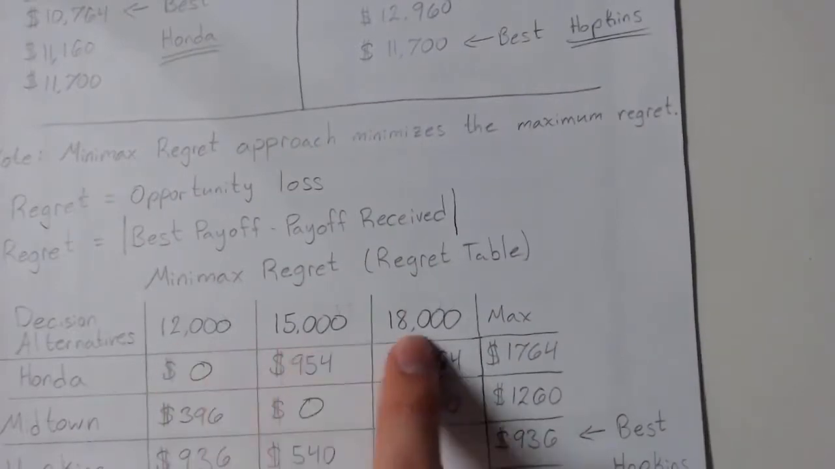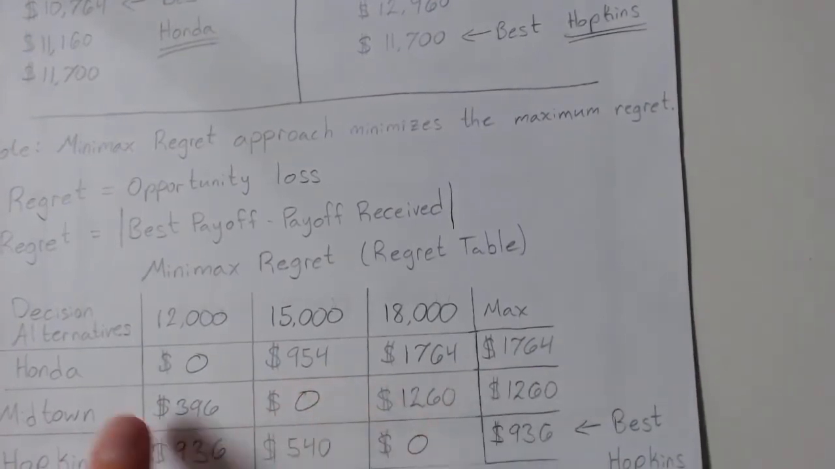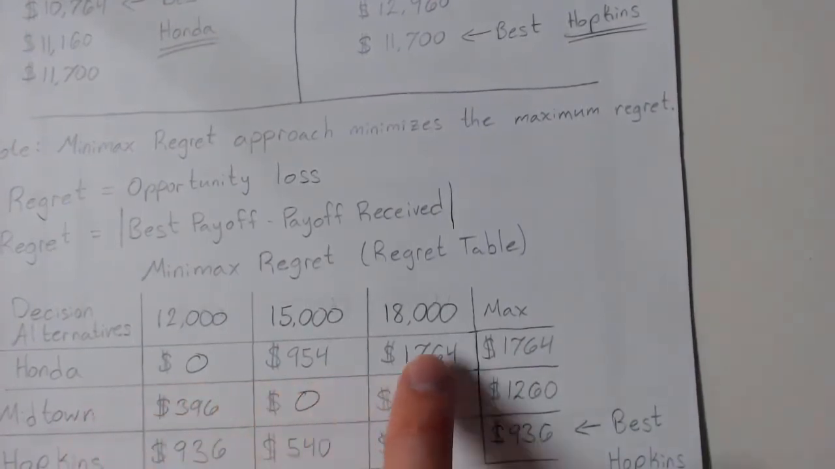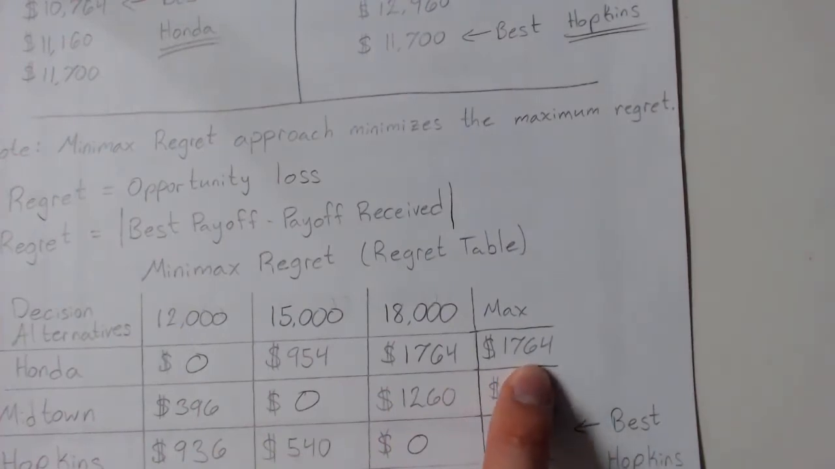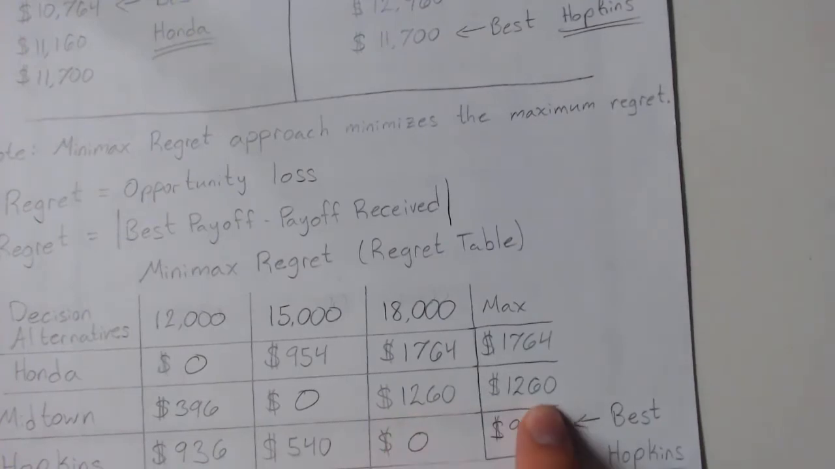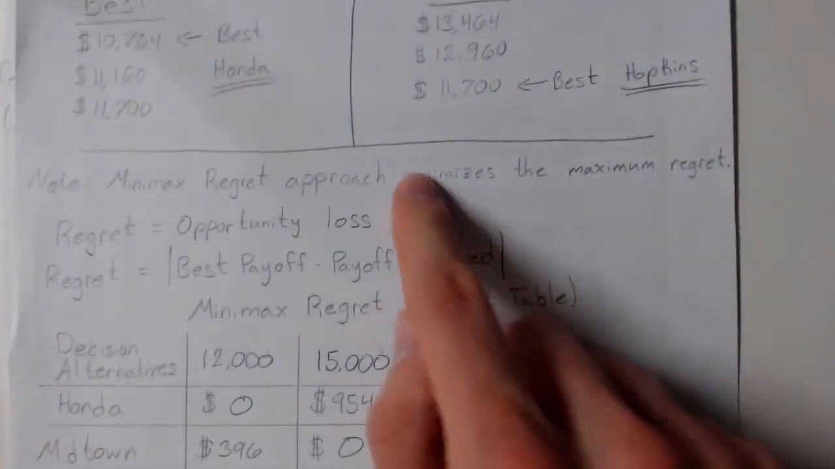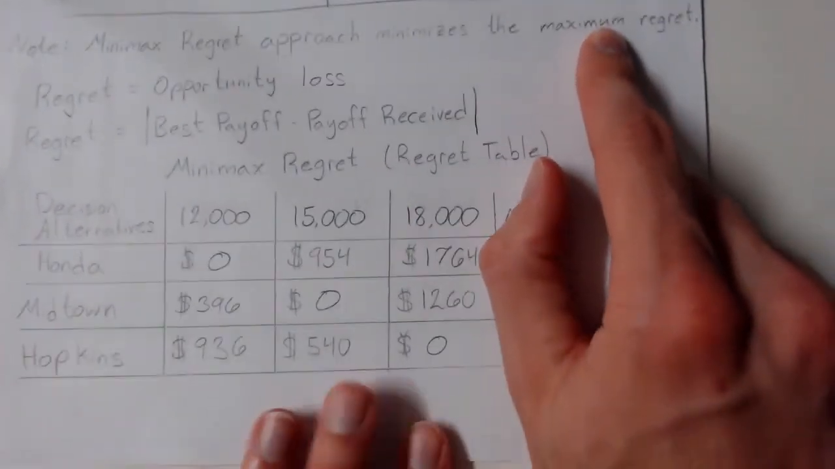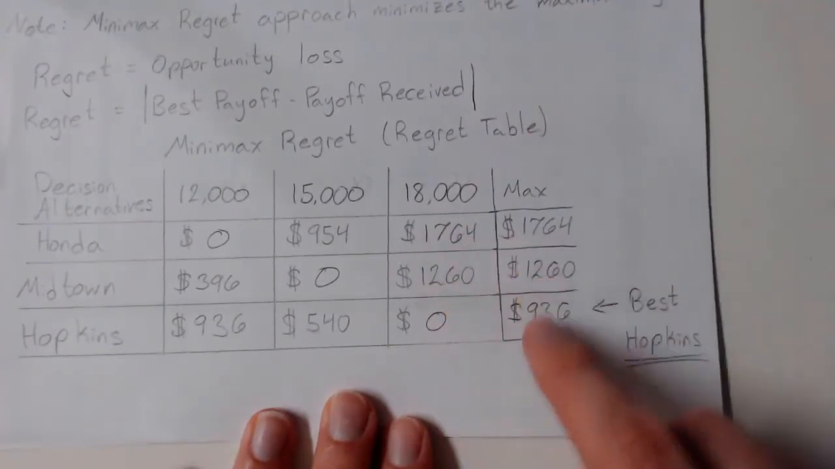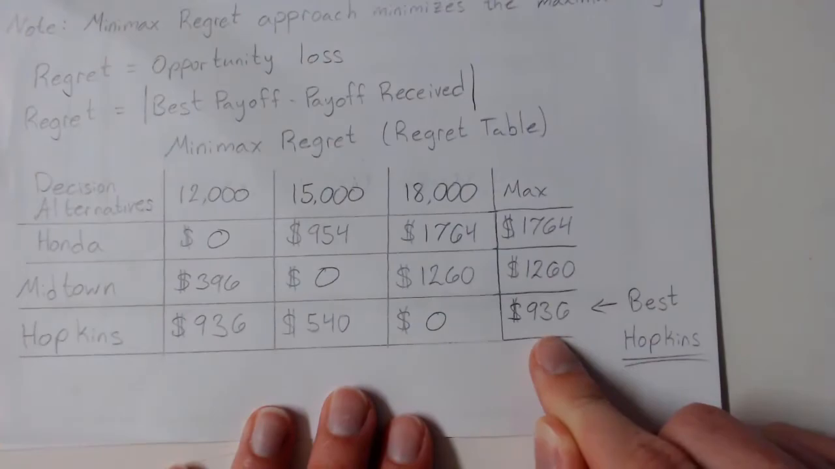We don't know how many miles we're driving. We don't know the future. We're just taking these into account. Looking across this way now, the worst option for Honda, 1,764. Worst case scenario for Midtown, 1,260. Worst case for Hopkins is 936. We're minimizing the maximum regret. So the maximum regret, that's what those represent. And then minimizing that, Hopkins is the best choice.